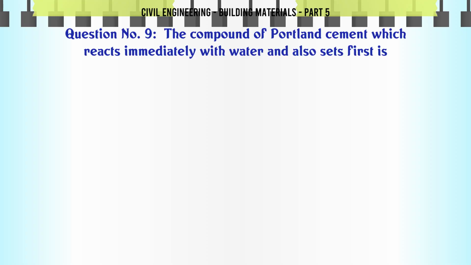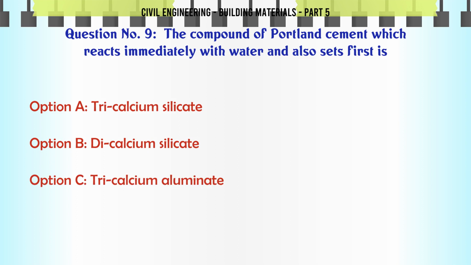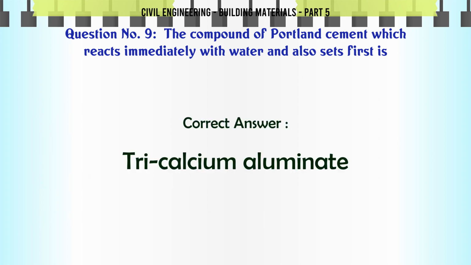The compound of Portland cement which reacts immediately with water and also sets first is A. tricalcium silicate, B. dicalcium silicate, C. tricalcium aluminate, D. tetracalcium aluminoferrite. The correct answer is tricalcium aluminate.